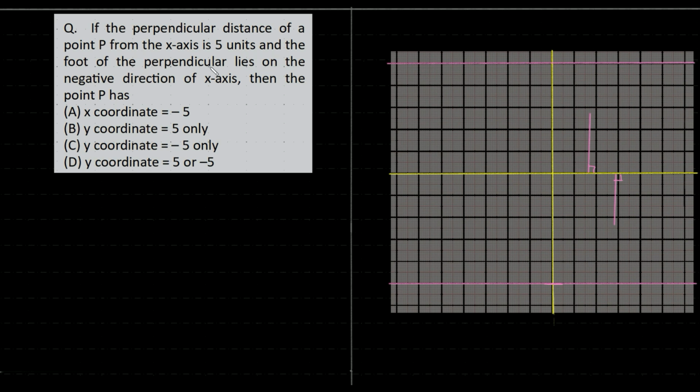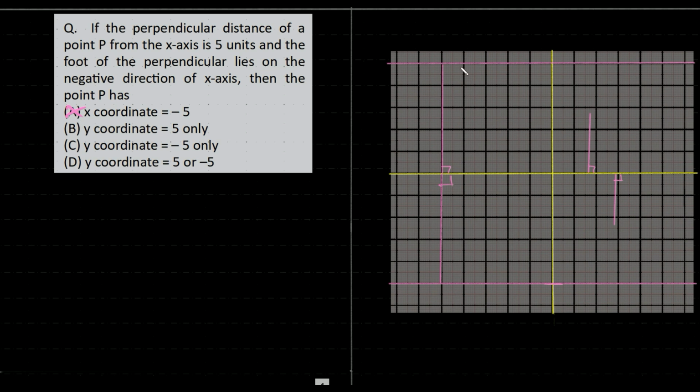And the foot of the perpendicular lies on the negative direction of the x-axis. Negative direction of the x-axis means this side. So something like this is your perpendicular line. This is possible. And the point P has x equal to minus 5? That's not true. Y coordinate is 5 only? Y coordinate is minus 5 only? Y coordinate is 5 or minus 5? Oh sorry, answer A is not possible.